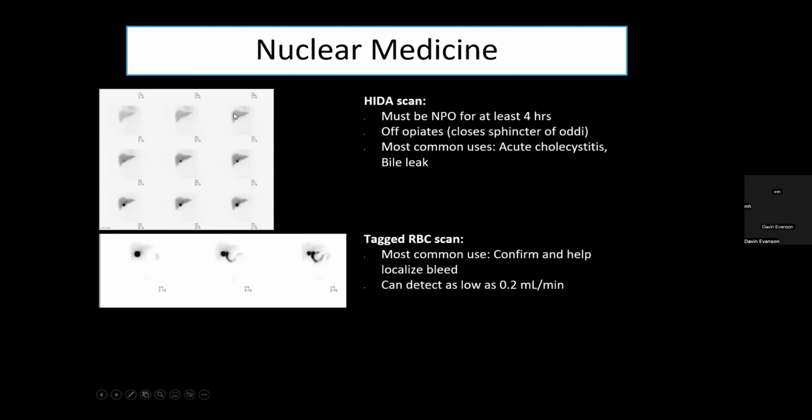So the HIDA agent, a diacetic acid, gets taken up by the liver and is secreted into the bile in a normal patient. The bile goes into the gallbladder, and then gets excreted into the common bile duct. That's good.